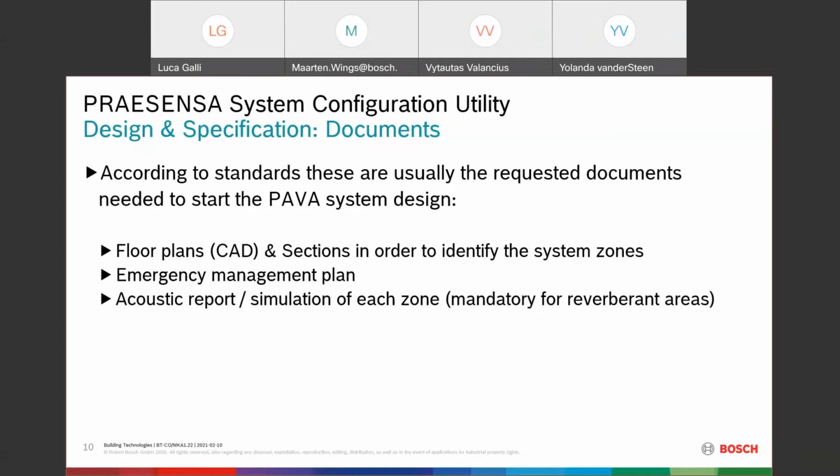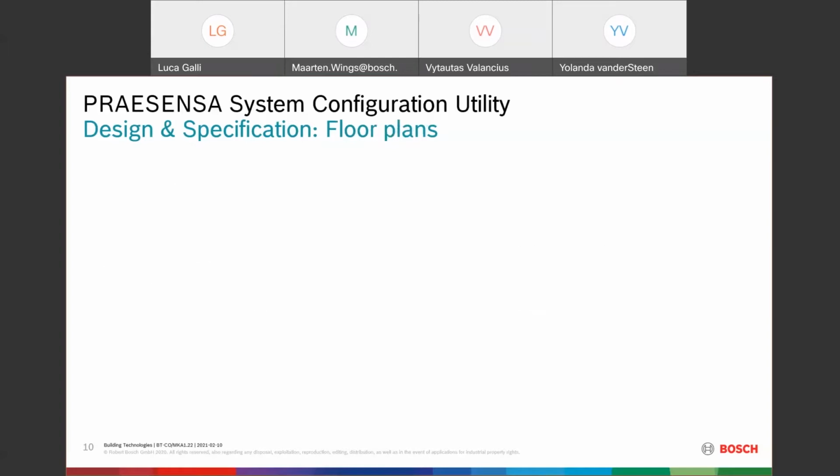We need an emergency management plan because we have to understand how people have to be moved in order to have the right evacuation route. Then, last but not least, the acoustic report, a simulation for each zone that is mandatory for reverberant areas. The acoustic report is not always available, but my suggestion is to ask for it, or do it, when we see areas that could be really difficult to cover with speakers, where there is a lot of glass or marble or something like that.